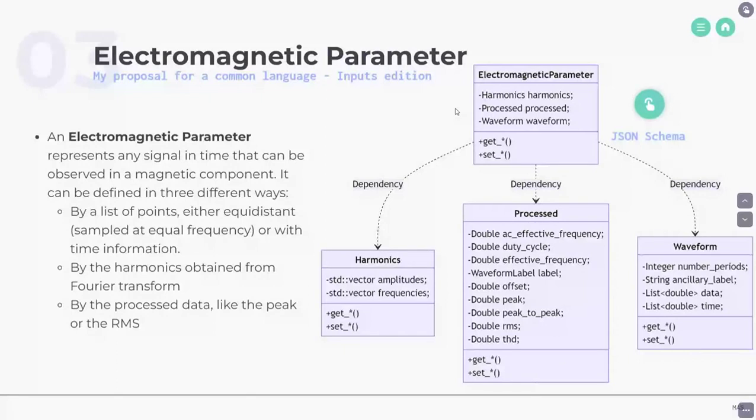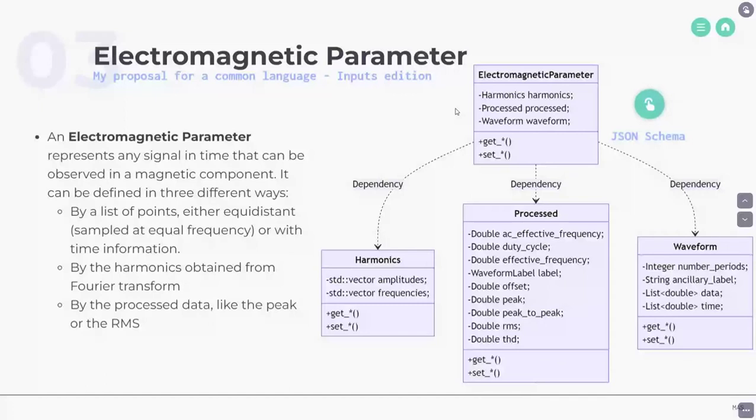As happens in other fields in the magnetic standard, there are some fields that are complementary, that are different ways of describing the same thing. For example, in this case, for the electromagnetic parameter, we might define it as a waveform, as a series of points, either with equidistant sample points or with time. We will see it more in the example.